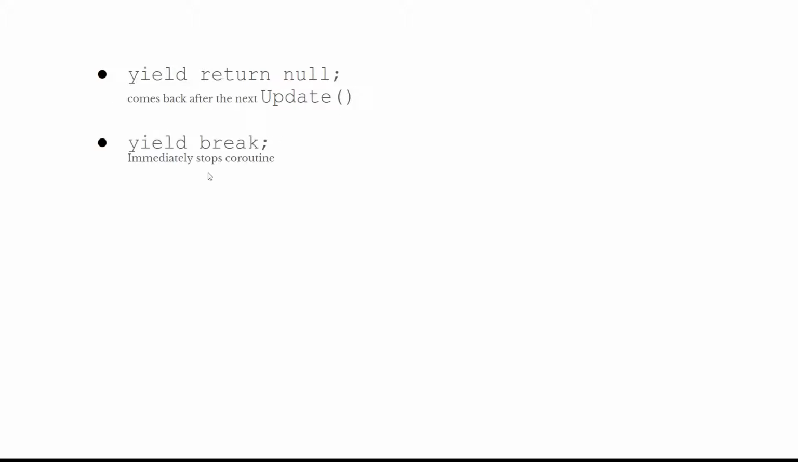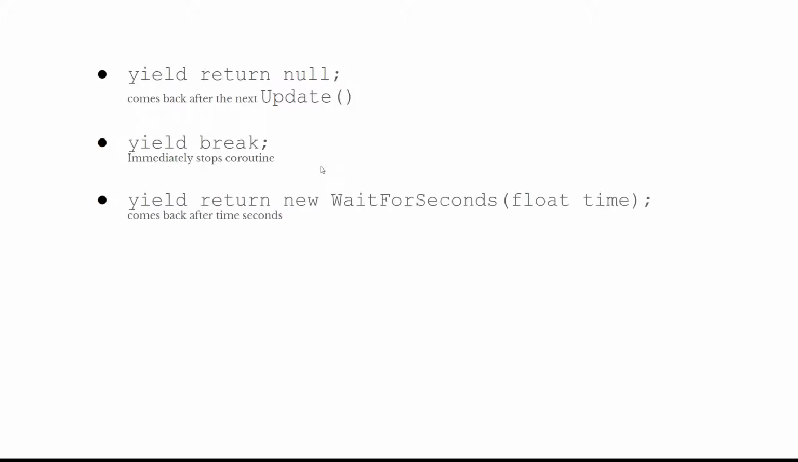But it's not just a bonus update function because you can mix and match. You don't only have yield return null, which makes it like an update function. You also have things like yield break, which would stop the coroutine altogether. And my personal favorite, yield return new WaitForSeconds, where you can tell it, okay, come back to me, return to me after a certain amount of time has passed.